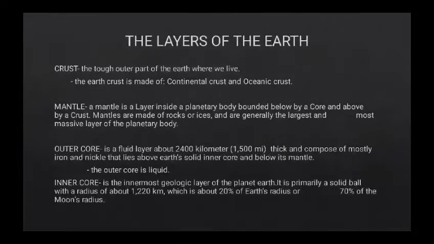The third one is the outer core. Outer core is a fluid layer about 2,400 km thick and composed of mostly iron and nickel that lies above Earth's solid inner core and below its mantle. The outer core is liquid.